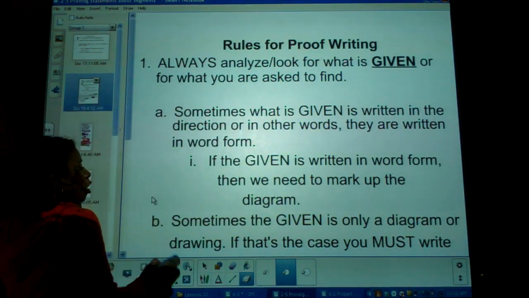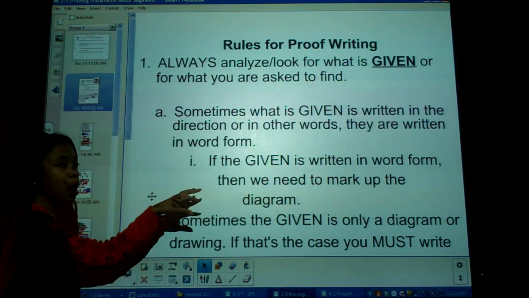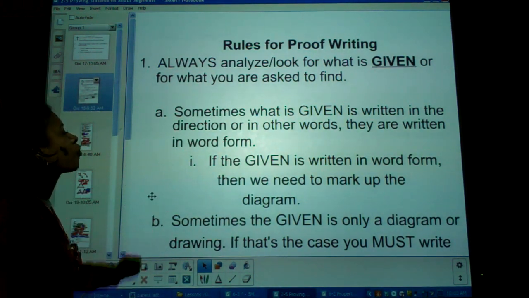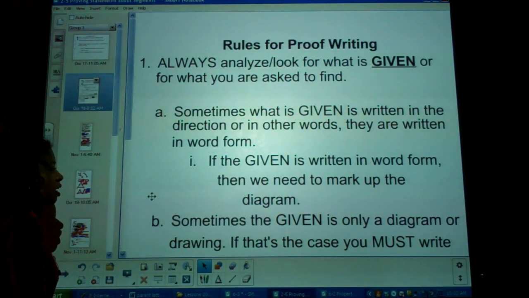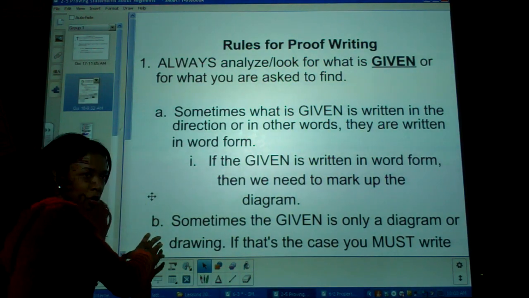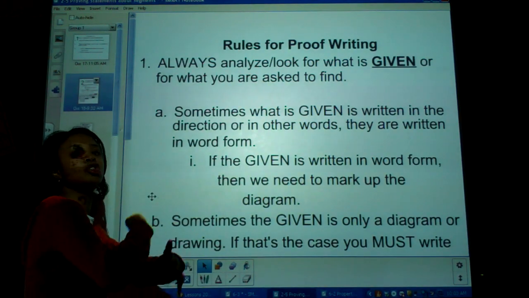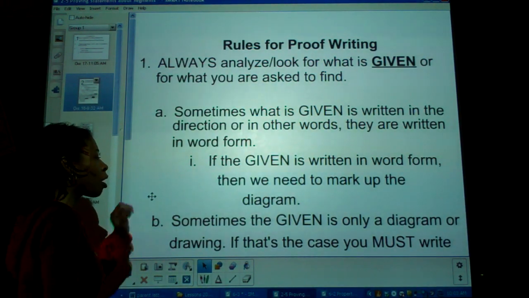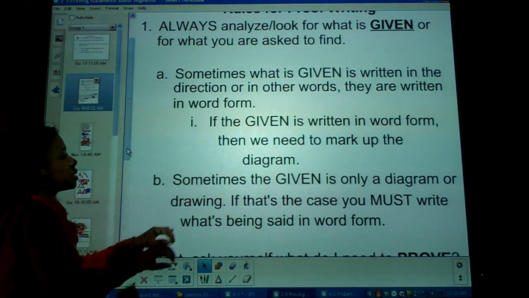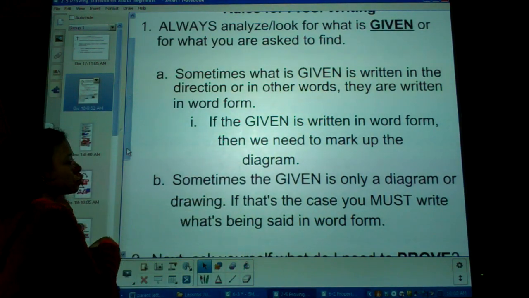So this is just a recall, back from chapter 2, notes on how we write a proof. First of all, we always look for what's given. If it's not already marked on the diagram, mark it on the diagram. If they don't give me a diagram, I should draw a pictorial diagram and mark it up. Sometimes the given is only a diagram or a drawing.